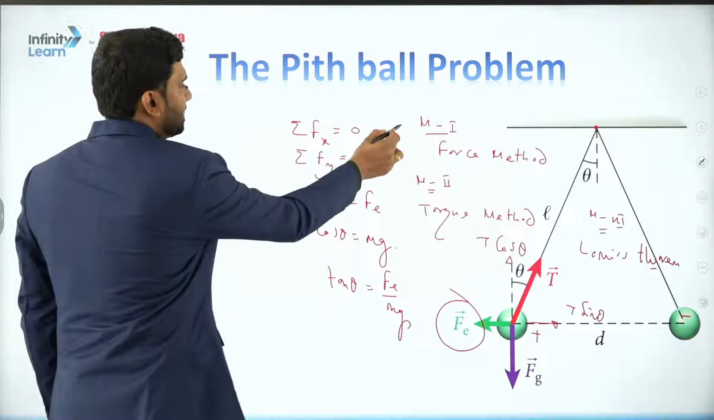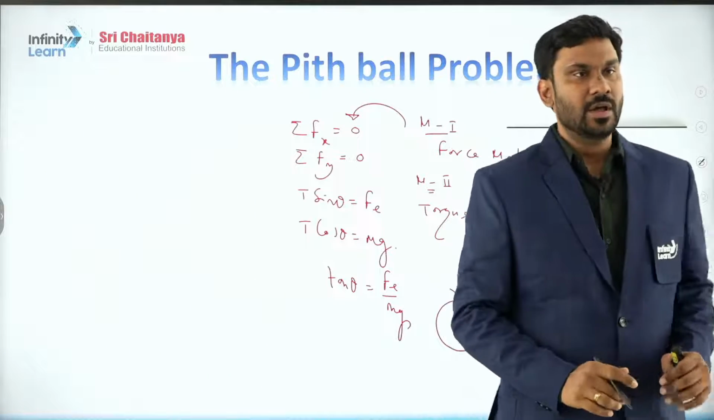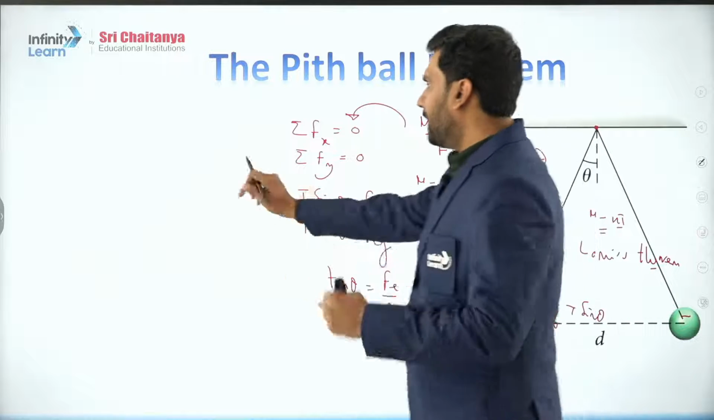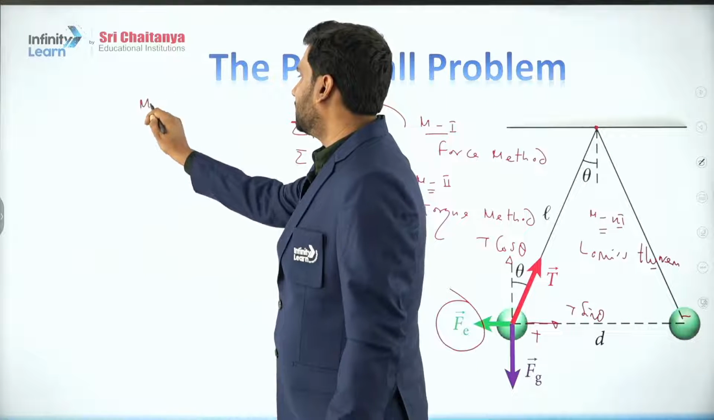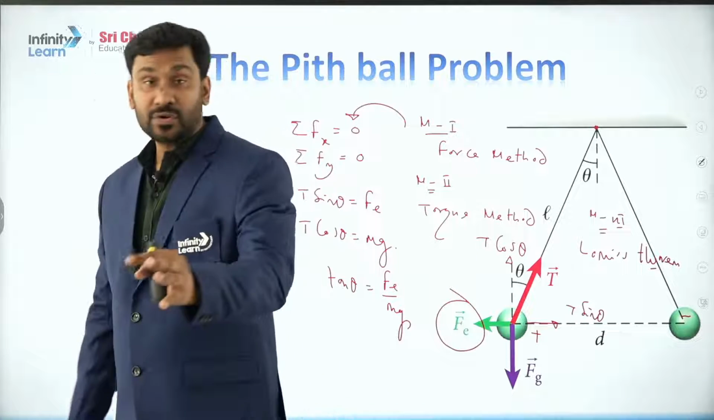So basically this I have applied method 1. With the application of method 1, we can get tan theta is equal to Fe by mg. Pretty simple, dead straightforward. So now I can apply method 2 also. Method 2 is the torque method. So I want to see it in detail.